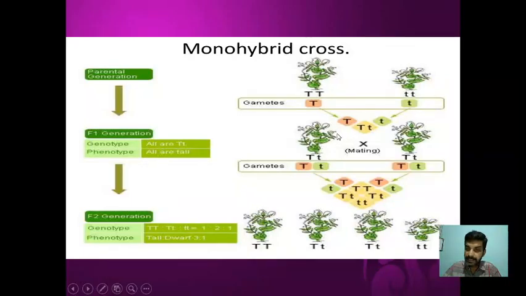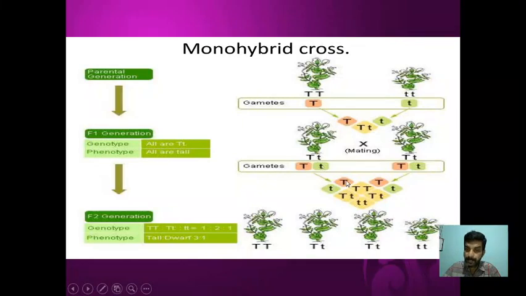So when this mating among these F1 generation takes place, here we find that there are two different alleles. So that means 50% of the pollen grains or the gametes will receive one allele, and the other 50% will receive the other allele. Here also 50% of the eggs will receive capital T, and the other 50% will receive small t. Okay, so two types of gametes from each parent are produced.